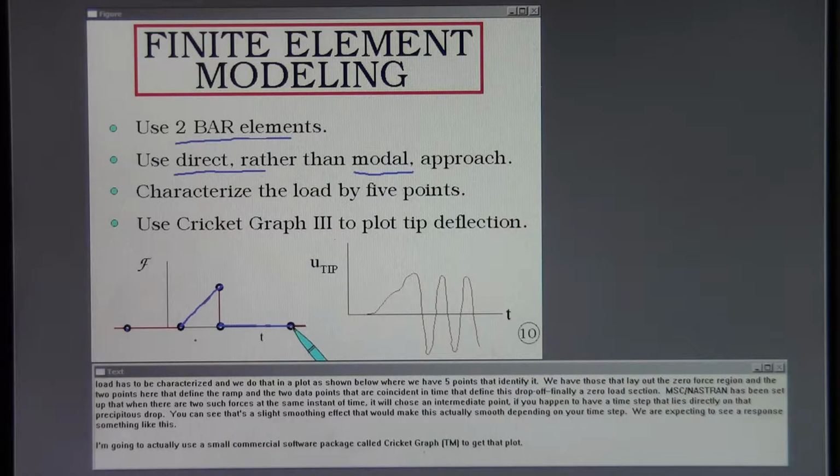MSC Nastran has been set up so that when there are 2 such forces at the same instant of time, it will choose an intermediate point if you happen to have a time step that lies directly on that precipitous drop. You can see that that's a slight smoothing effect that would make this actually smooth depending on your time step. We're expecting to see a response something like this. I'm going to actually use a small commercial plot package called Cricket Graph to get that plot.